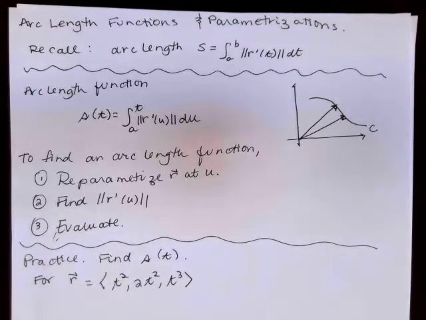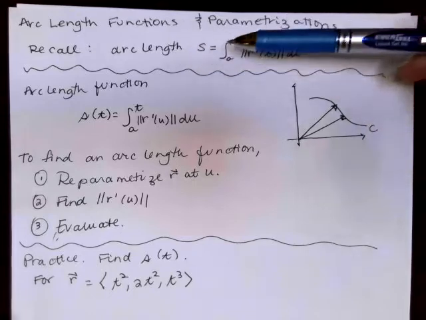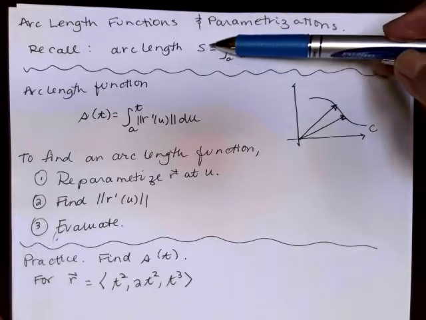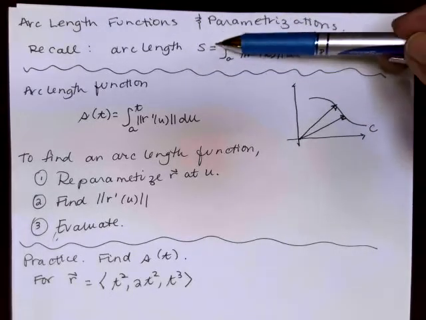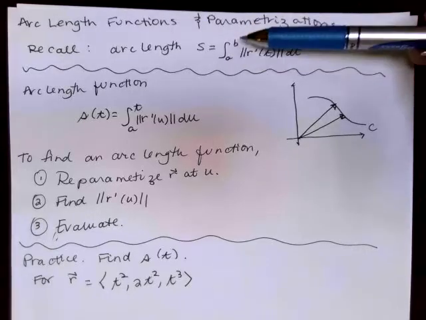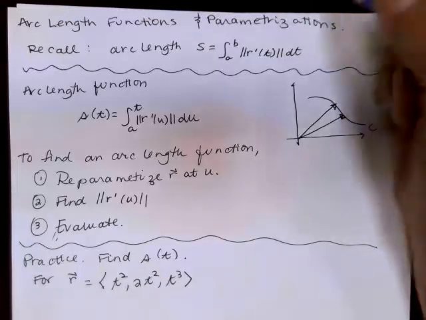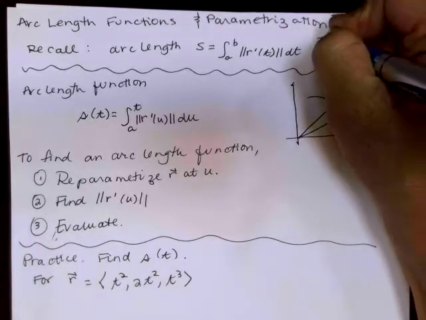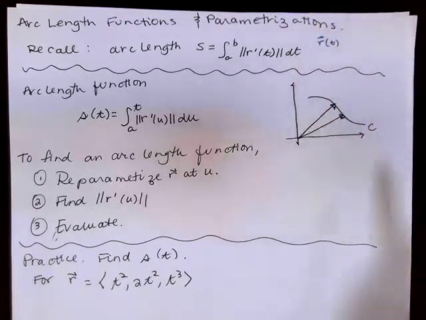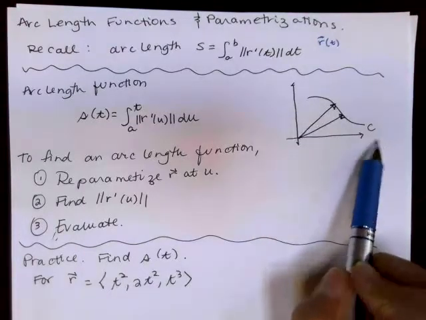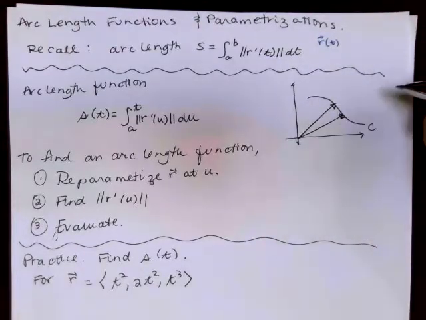Hi. So now I want to talk to you about arclength functions and arclength parameterizations. So first we're going to recall the arc length of a curve. We're going to use S for our arc length now. So S is defined to be the integral from A to B of the derivative of our vector function R, our position vector function R, as t moves between t equals A and t equals B.